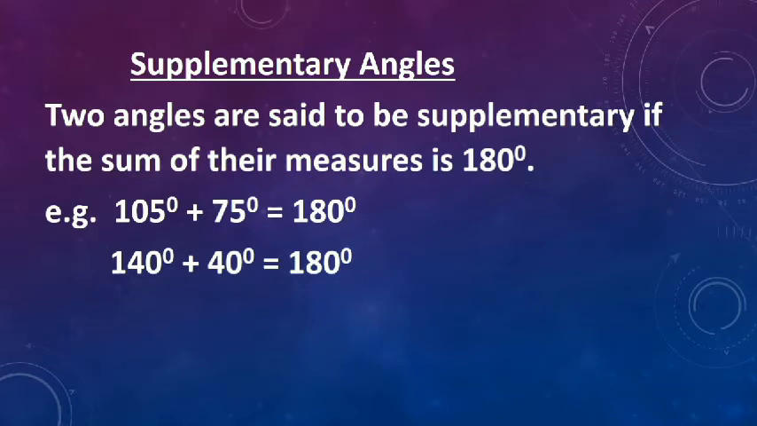Now, supplementary angles. Two angles are said to be supplementary if the sum of their measures is 180 degrees. For example, consider angles having measures of 105 degrees and 75 degrees. The sum of 105 and 75 is 180. Therefore, 105 degrees and 75 degrees are supplementary angles. Similarly, angles having measures of 140 degrees and 40 degrees are also supplementary angles.